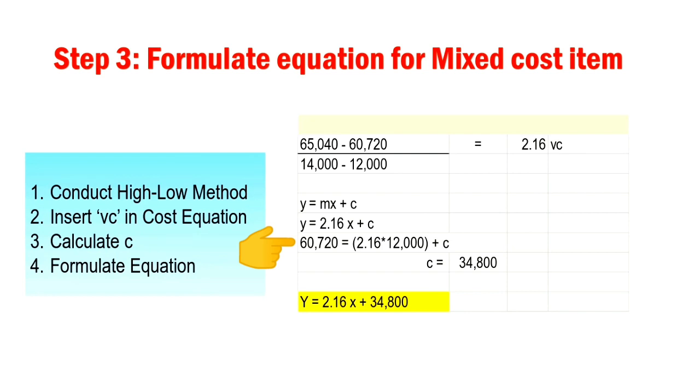Here you use your mathematical knowledge and find out c equals 34,800. So now we already know 2.16 is the variable cost and the fixed cost is 34,800. So we insert variable cost and fixed cost inside the cost equation. Becomes y equals 2.16x plus 34,800.